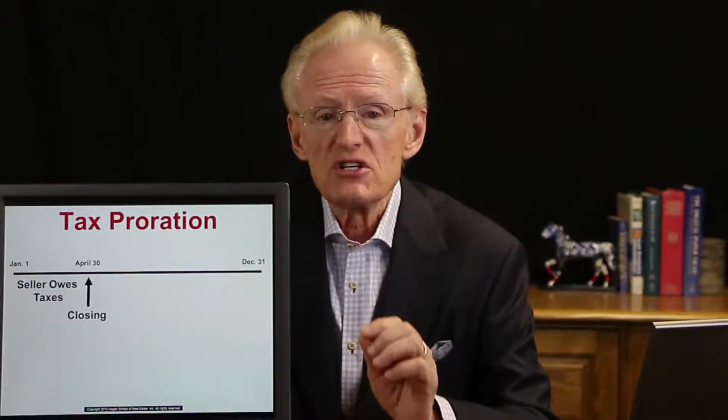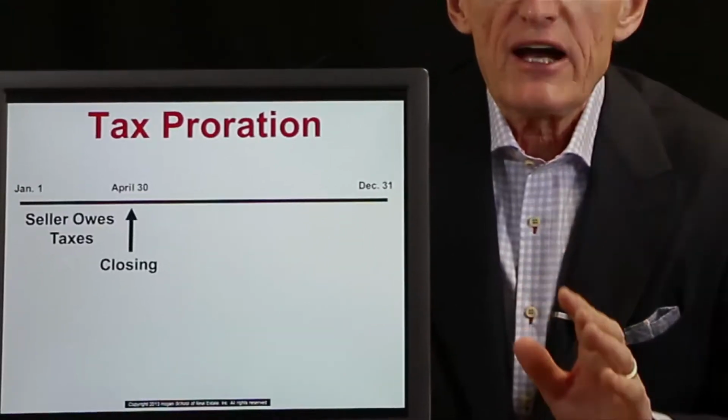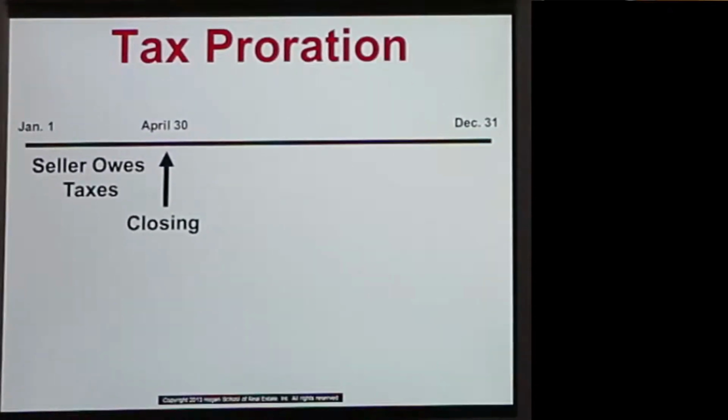And what we're going to be talking about with prorations here typically deals with taxes and sometimes interest and sometimes rents as well. So let's go ahead and get into these prorations. And in another lesson we may have seen this example of a tax proration, and this will just give you an idea of what a proration is all about.